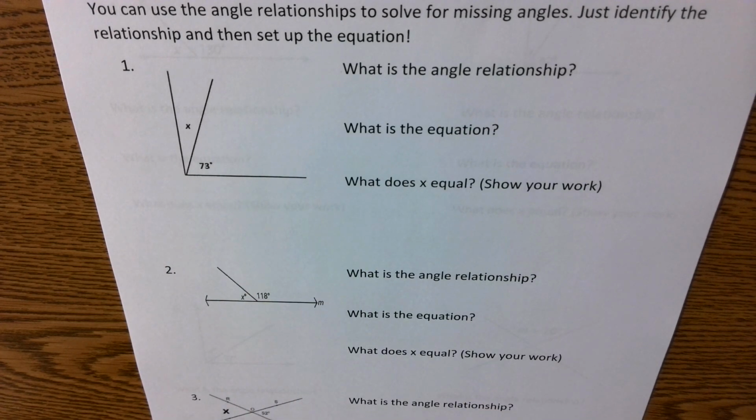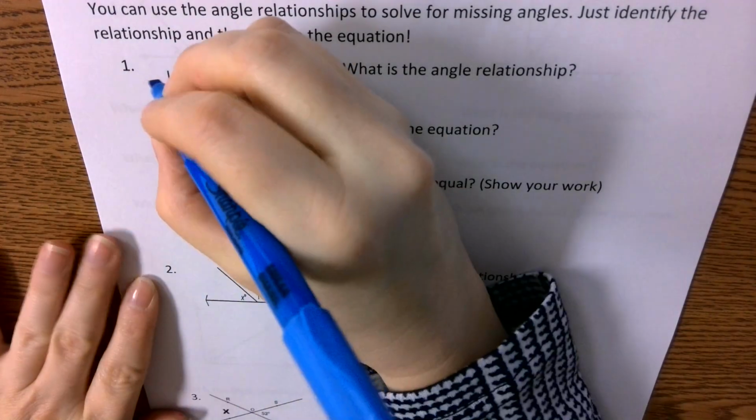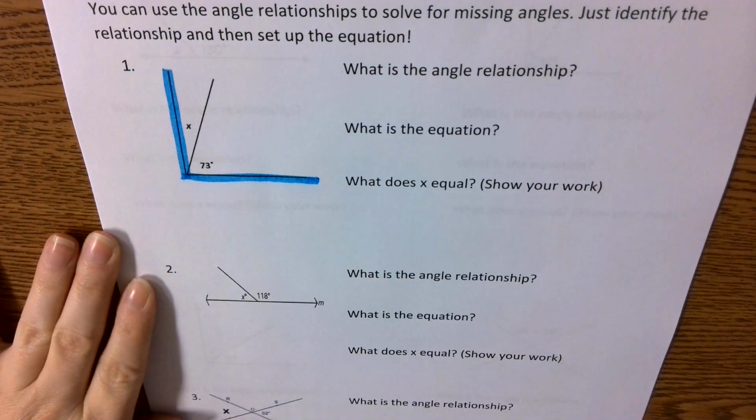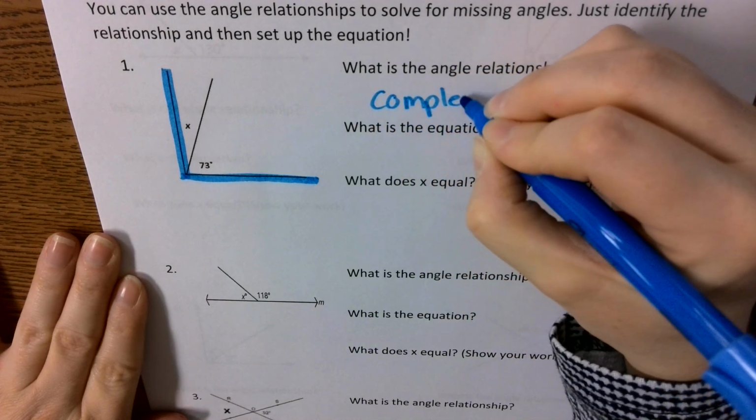Is it complementary, supplementary, or vertical? Isaac? Complementary. Okay, this is a complementary angle relationship. It forms that right angle. So we can go ahead and write down complementary.